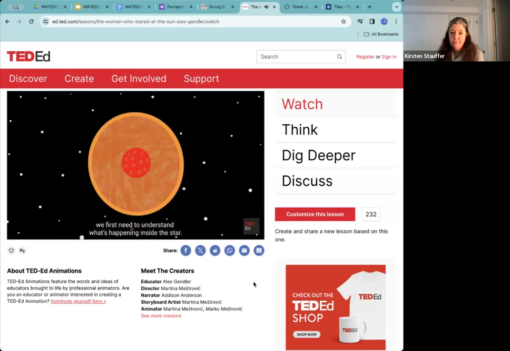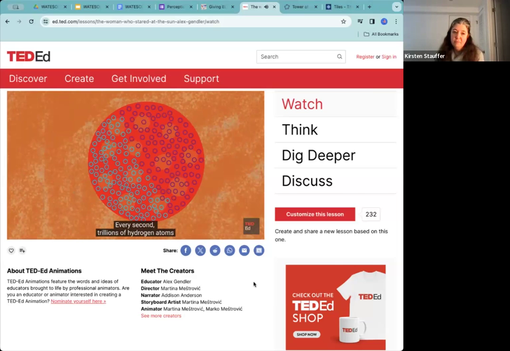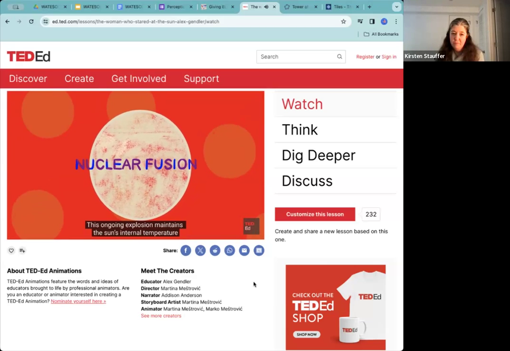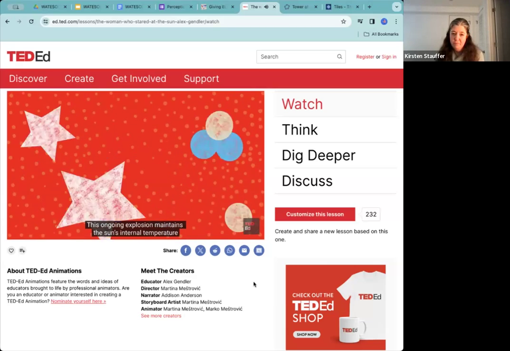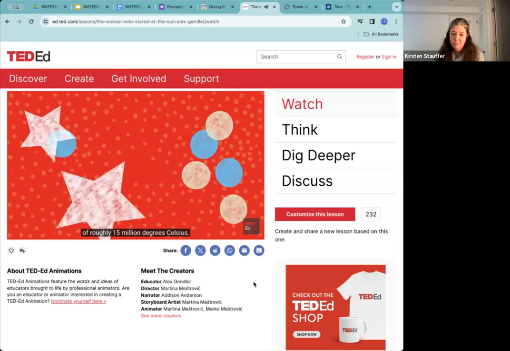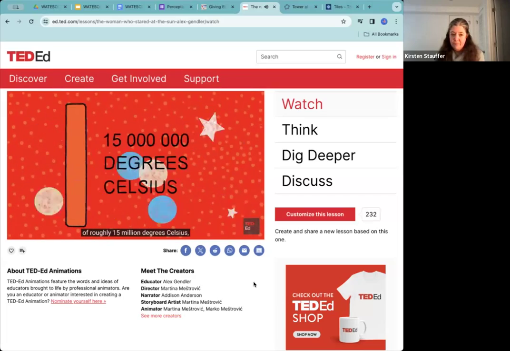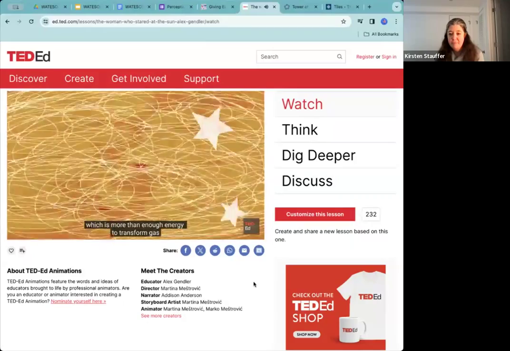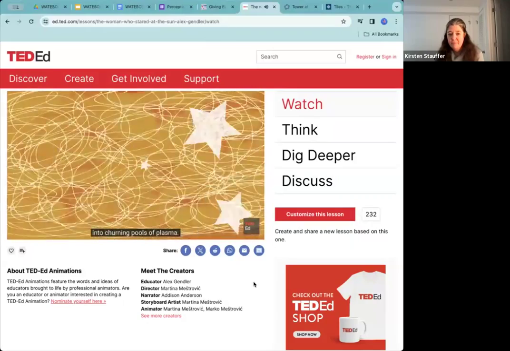happening inside the star. Every second, trillions of hydrogen atoms fuse into helium atoms in a process called nuclear fusion. This ongoing explosion maintains the sun's internal temperature of roughly 15 million degrees Celsius, which is more than enough energy to transform gas into churning pools of plasma.